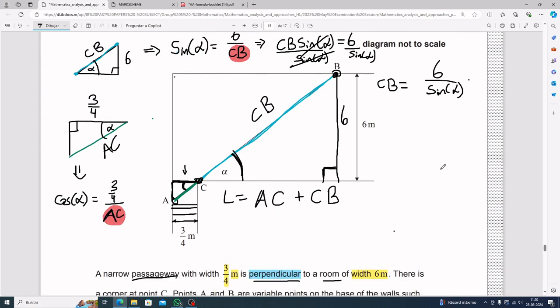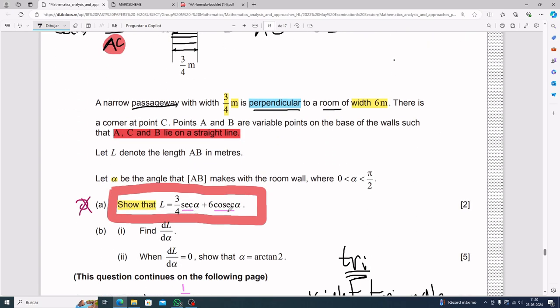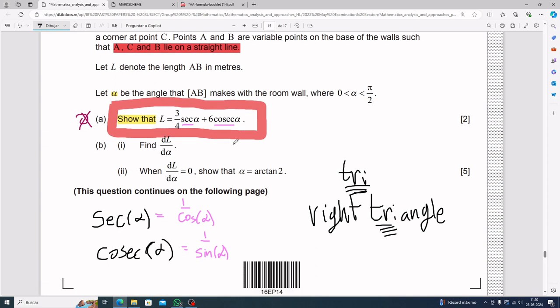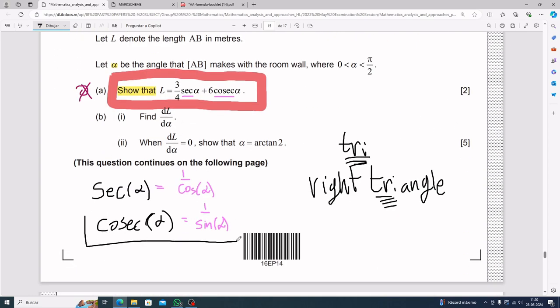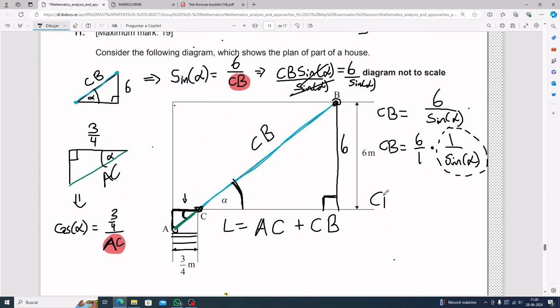Now, our show that has sec and cosec inside of it. We looked into the formula booklet, and it's basically just 1 divided by cosine, or 1 divided by sine. In this case, I have a sine on the bottom. To make this very clear, when you have 6 over sine alpha, it's the same as writing 6 over 1 times 1 over sine alpha. It's the short version and the long version, and it works the same. Here you have a 1 over sine alpha, and that right there, ladies and gentlemen, is cosec alpha. So, will you look at that? CB equals 6 cosec alpha.